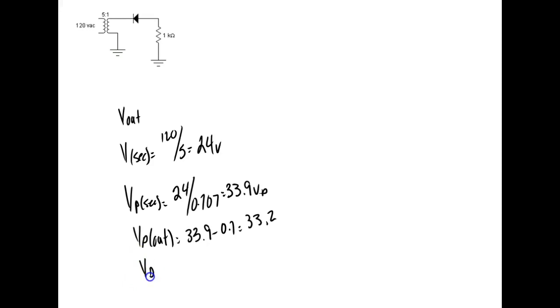My volts DC is going to be equal to 33.2 divided by 3.14. And we don't multiply it by 2 because it's half-wave, right? So what does that give us?